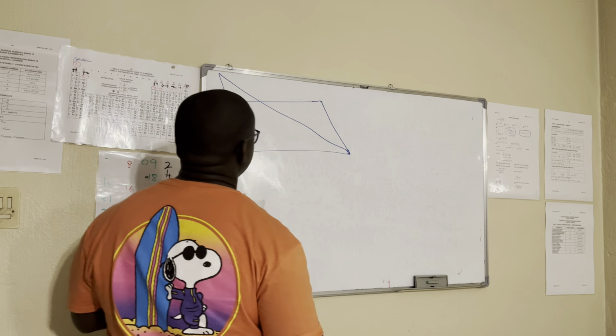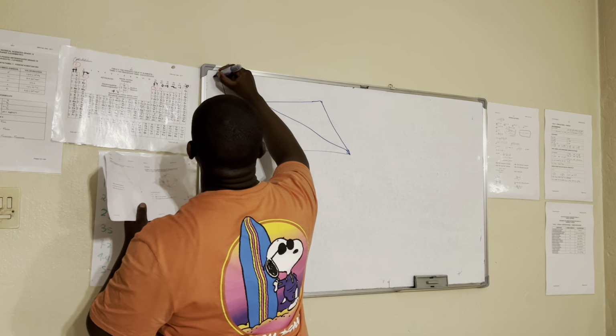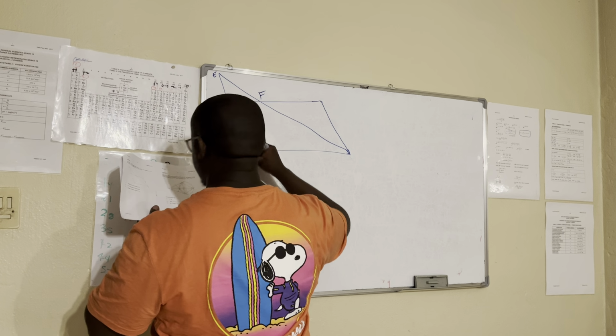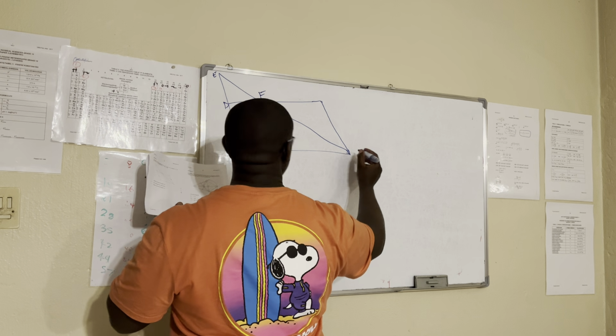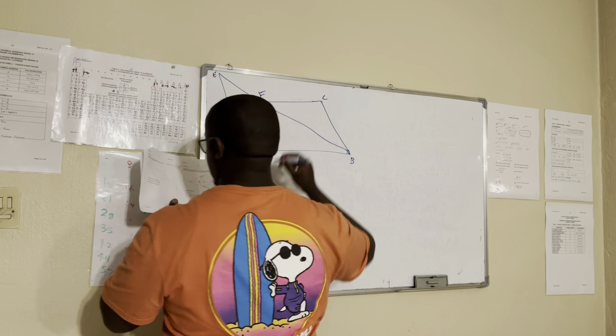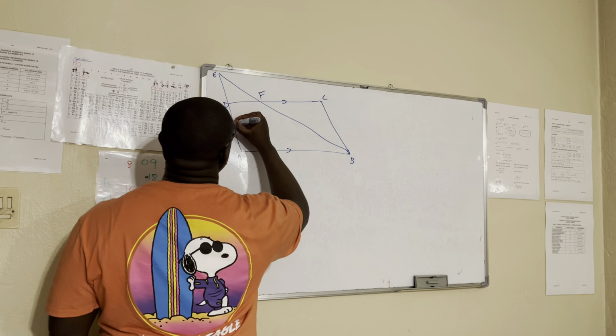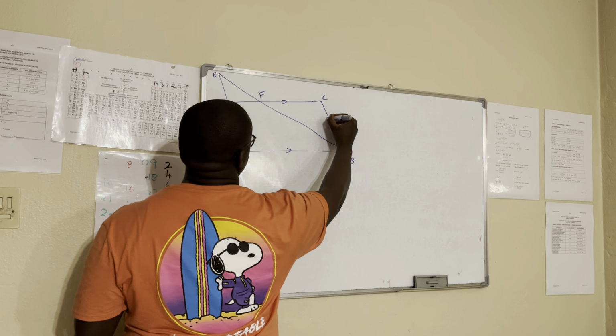I guess this is another video. So we have E, G, F, A, B, C. So guys, we are given that this is parallel to that and this is parallel to that.